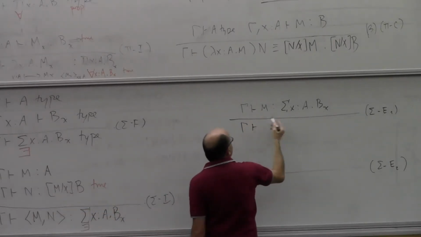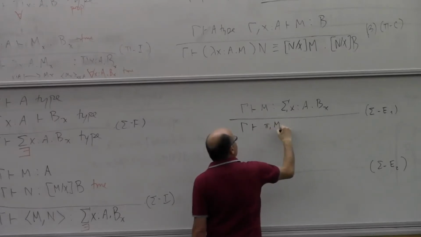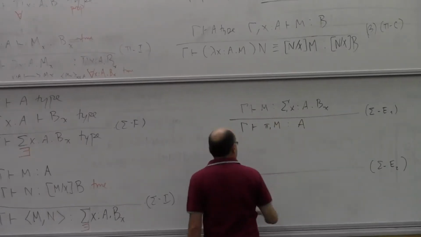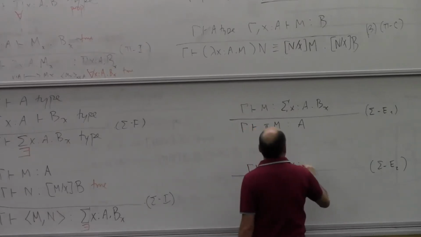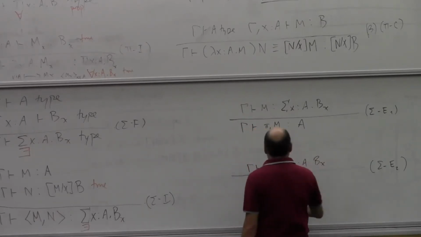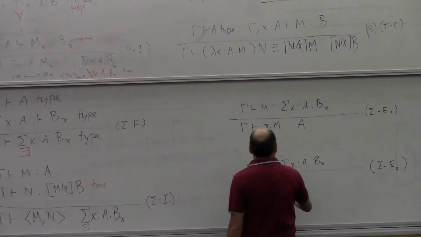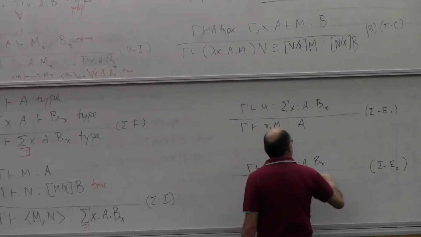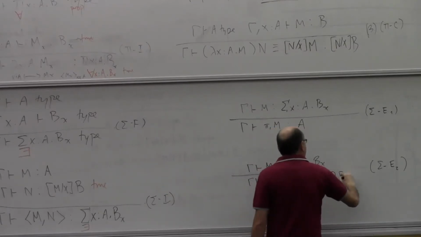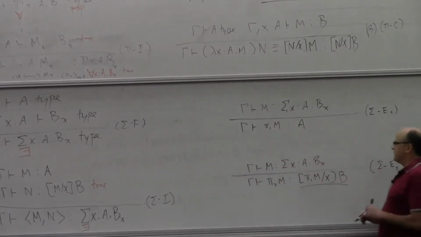There are different notations people use. One is pi 1 of M, which is A, and then under the same conditions, we put here sigma x in A, B x, and then we will have that pi 2 of M is, and now this is the critical thing, B of pi 1 of M. That's very critical.